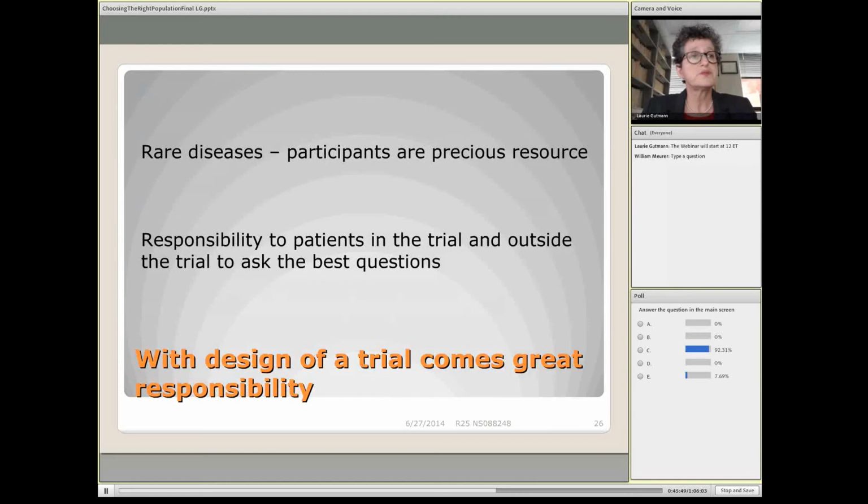So to consider changing a quote from Stan Lee as Superman, or if you could consider it a quote from Voltaire, with design of a trial comes great responsibility. So the issues that we're dealing with are that neurologic disorders are often rare diseases, and our participants are a precious resource. And you have to keep this in mind in the design of your trial, that we have responsibility to patients who are in the trial as well as outside the trial to ask the best questions possible.